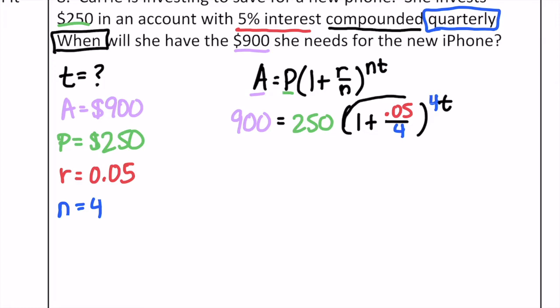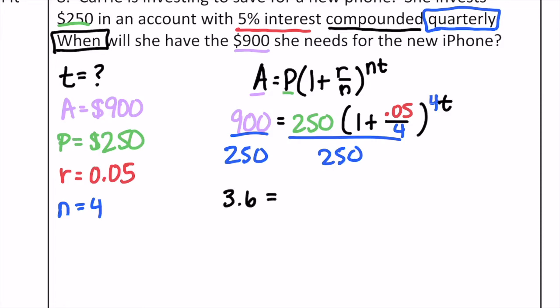And from here, I want a single base by itself. This is my base raised to this exponent. That's what I want by itself on the right-hand side. So I need to get rid of this 250. I'm going to divide both sides by 250 to get rid of that 250 that's being multiplied on the right-hand side. 900 divided by 250 gives me 3.6. So I have 3.6 is equal to 1 plus, I'm going to see what this is in parentheses. What is that base? 0.05 divided by 4 plus 1 gives me 1.0125 to the 4t power is what I have after these cancel.